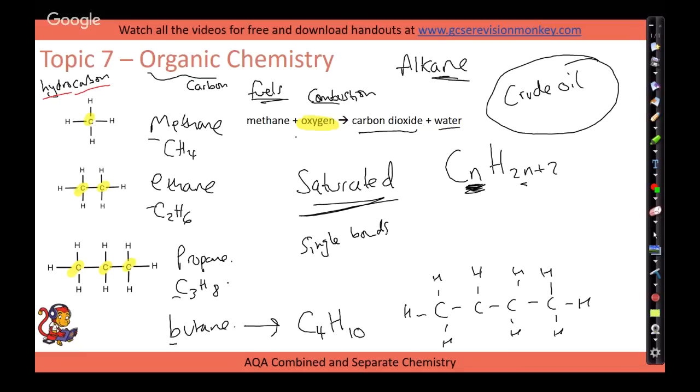And that'll be the same for anything. Ethane plus oxygen would be carbon dioxide and water. Propane plus oxygen will be carbon dioxide plus water, etc. So these are the only 4 you need to know. If you remember monkeys eat peanut butter, that will give you the right number of carbons.